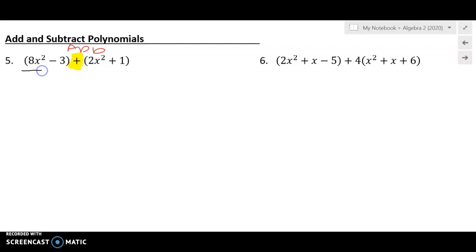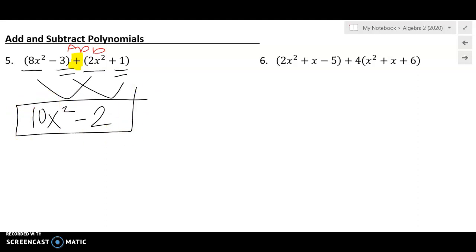So I have 8x squared and 2x squared. Let's combine those. When I combine those, I get 10x squared. Then I have negative 3 and positive 1. Well, let's combine those. That would give me a negative 2. And I can't go any further, so that's it. That's my final answer.